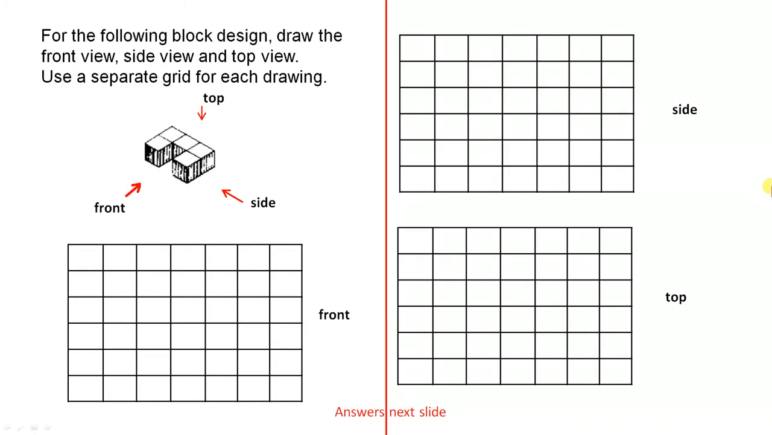For the following block design, draw the front view, side view and top view. And again, use a separate grid for each drawing. So it's the same thing. Pause this video when you have some time then. You'll be able to attempt this yourself. I'm sure you can sketch these three views. I'm really confident you can do that, so try and do that before you look at the answers. So pause the video and have a go, and I will go to the next slide now and we'll look at the answers.